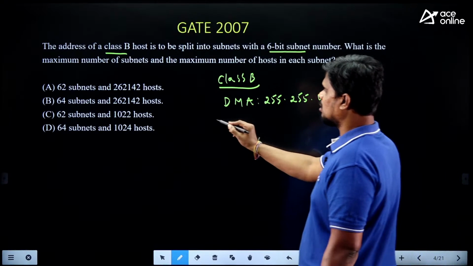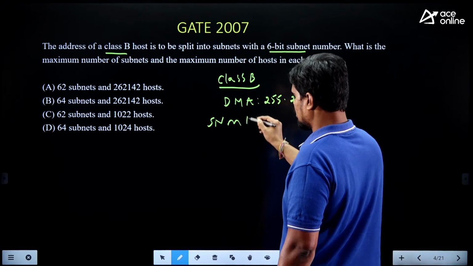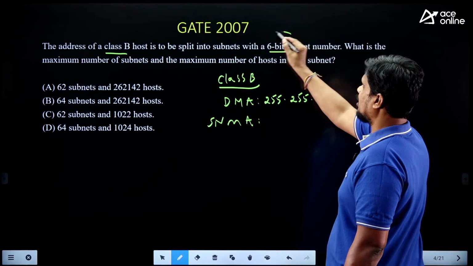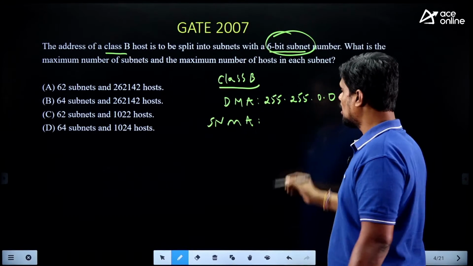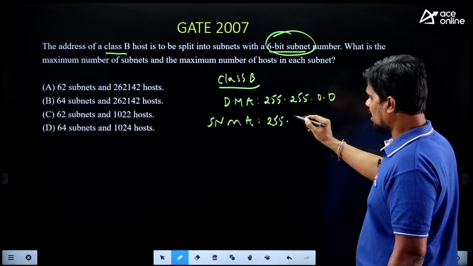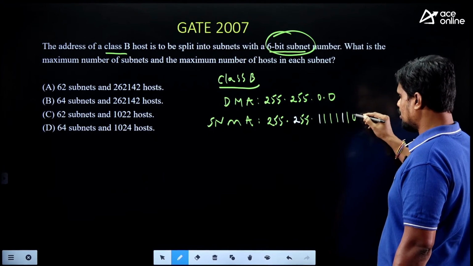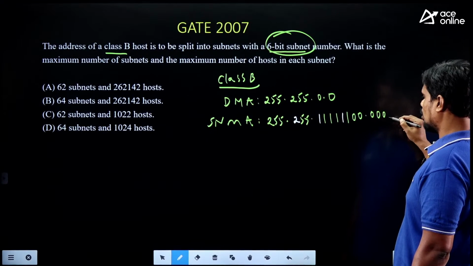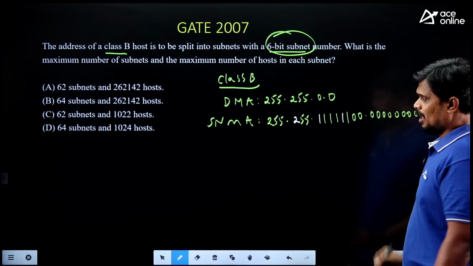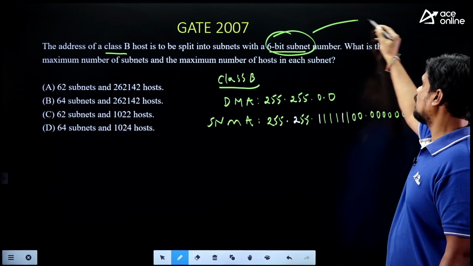So what is that mask called? Subnet mask address. So what is the subnet mask address after considering this 6-bit subnet number? It is going to be 255.255 and 6 ones, then 00, which is 252.0. This is going to be your subnet mask address after considering this 6-bit subnet number.